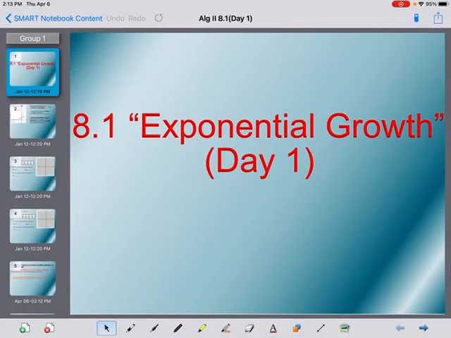This is Algebra 2, Section 8.1, Day 1. Today we're going to start talking about exponential growth.